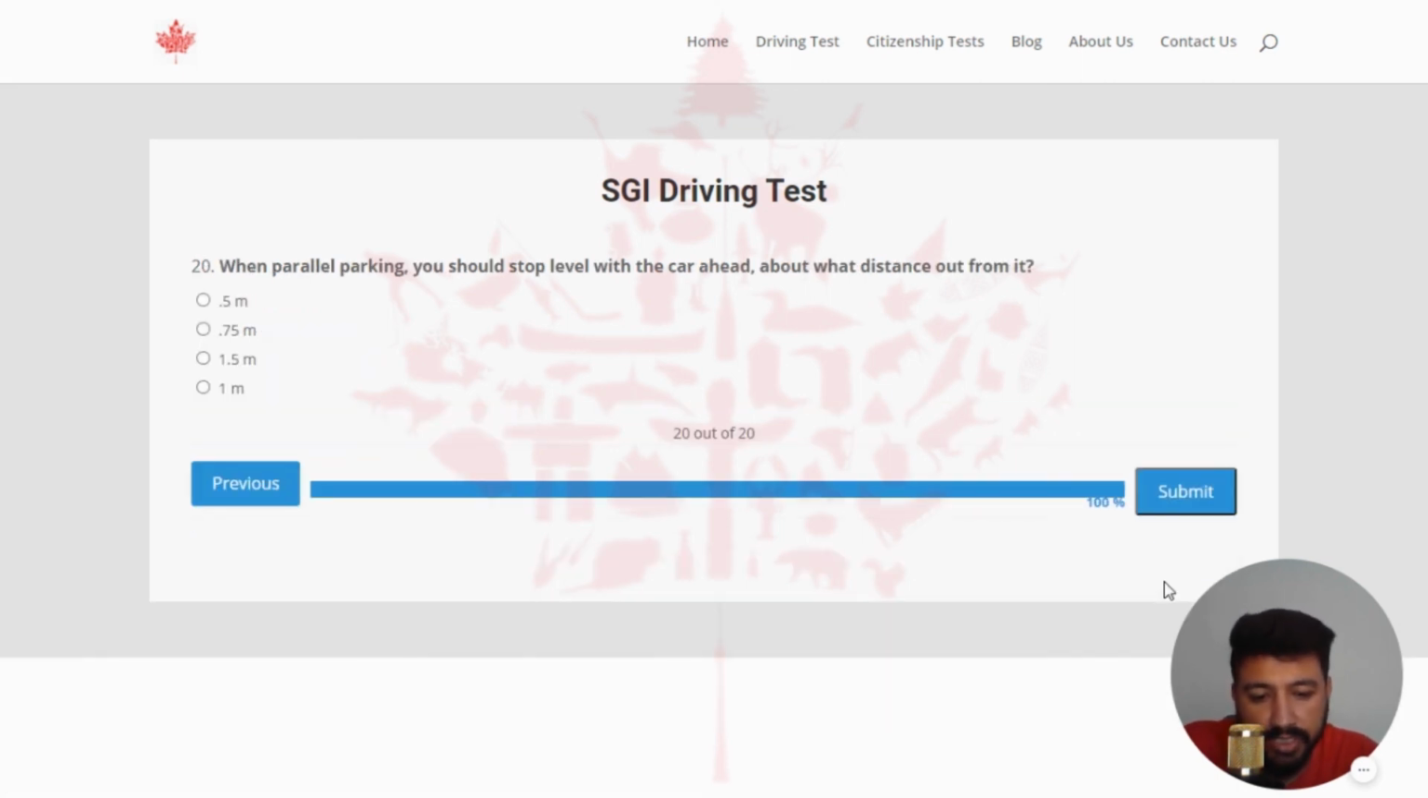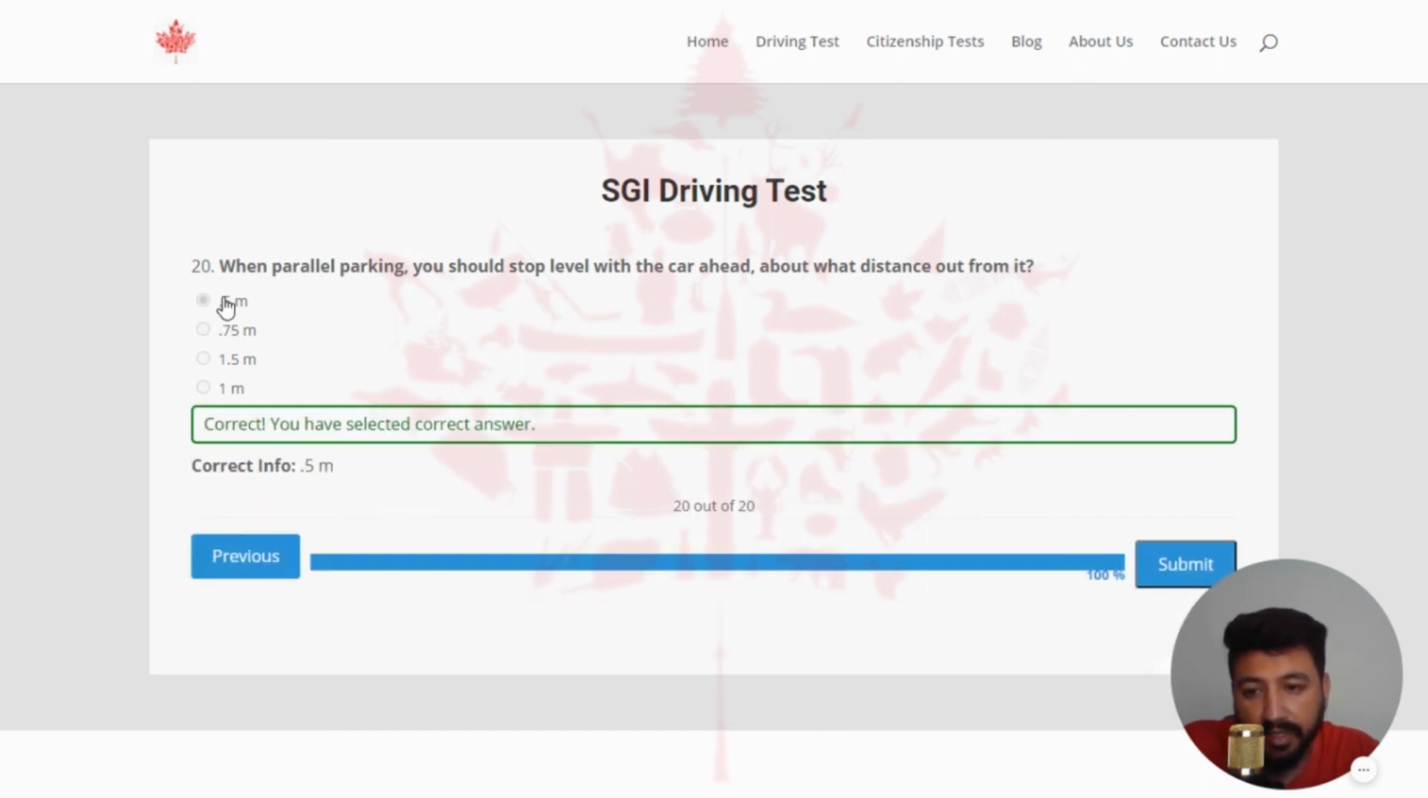Next, the last question is when parallel parking, you should stop level with the car ahead. About what distance out from it? The right answer of this question is 0.5 meters. This is the correct one, and this is the end of quiz number 4.